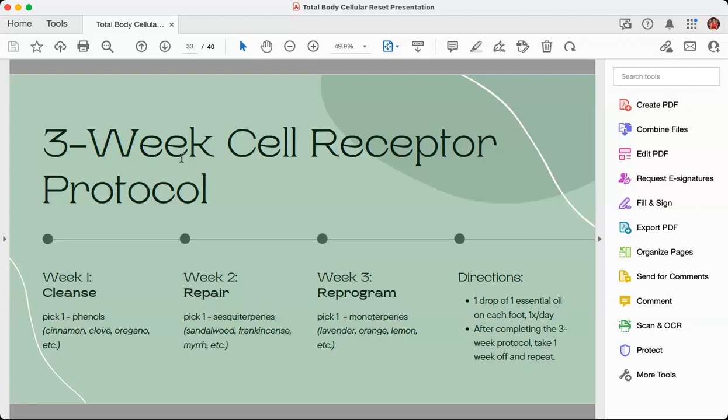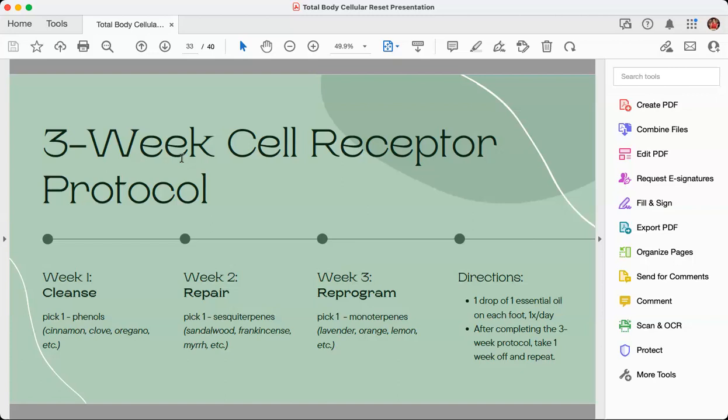Week 3, you'll reprogram. Just because the cell receptor site is clean and it's repaired, it may not necessarily remember what it's actually supposed to bind to. I don't exactly understand that portion of it. Part of this is relaying how my teachers have instructed me, but I don't know exactly how it reprograms. But I will look it up, and when I know, I will tell you all.